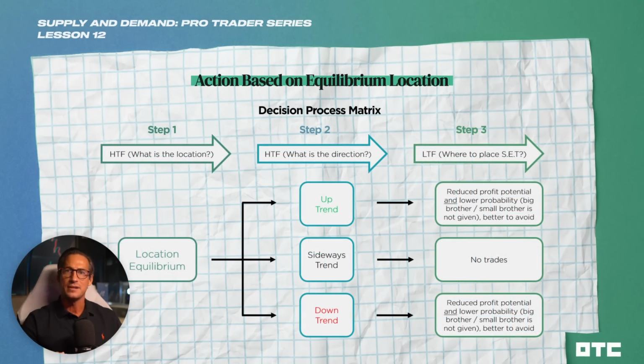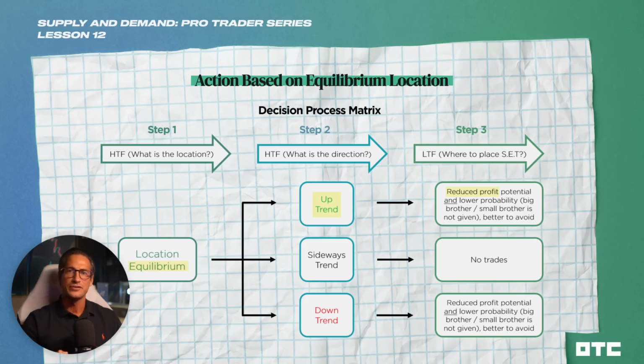Here we are examining what actions to take when our lower time frame LTF zones, whether demand or supply, are positioned in equilibrium on the higher time frame HTF location. Uptrend on HTF. If an LTF zone is situated in equilibrium on the HTF and the HTF is in an uptrend, our profit margin would be medium.